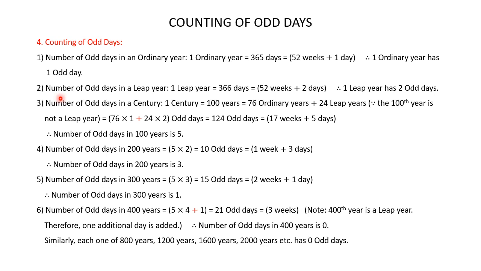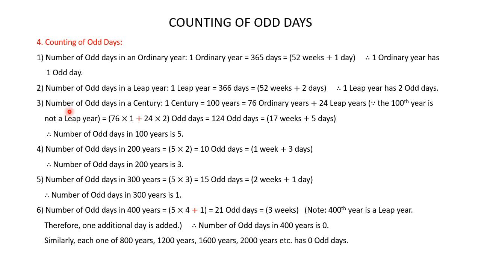Number of odd days in a leap year. Now one leap year has 366 days. 366 divided by 7 gives 52 as the quotient and 2 as the remainder, which means the leap year has 52 weeks and 2 odd days. So one leap year has 2 odd days. So remember that one ordinary year has one odd day, one leap year has 2 odd days.